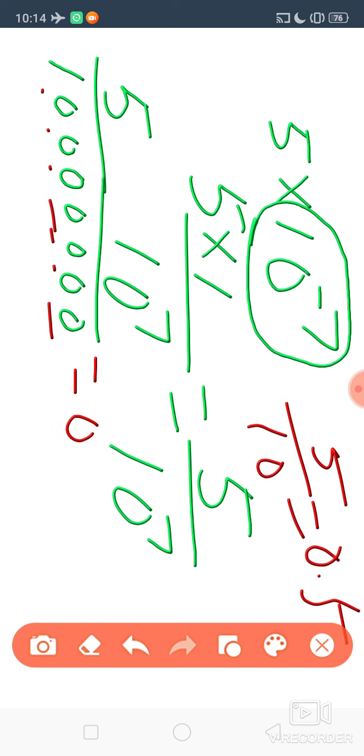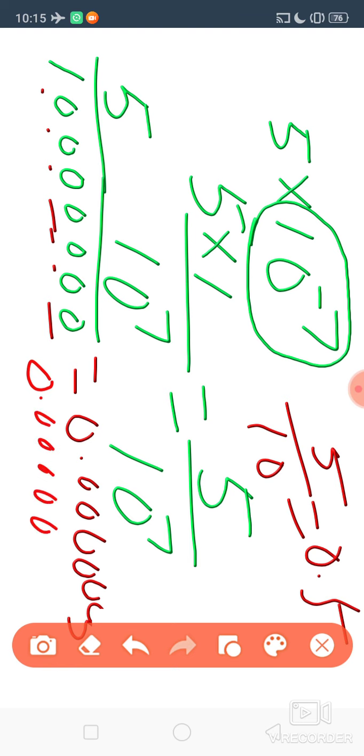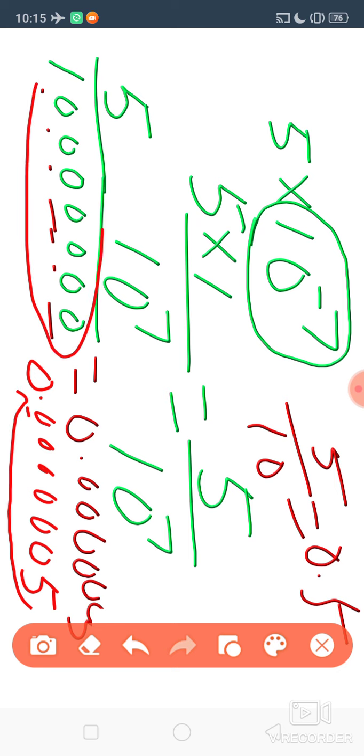So overall we will get 0.0000005. You can see here the decimal has shifted 7 digits left. Why? Because in the denominator 7 zeros are there. Okay, so this is your usual form.